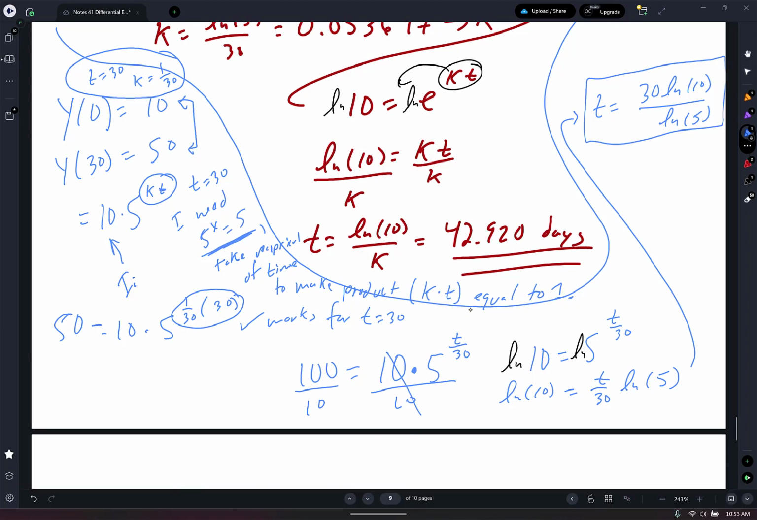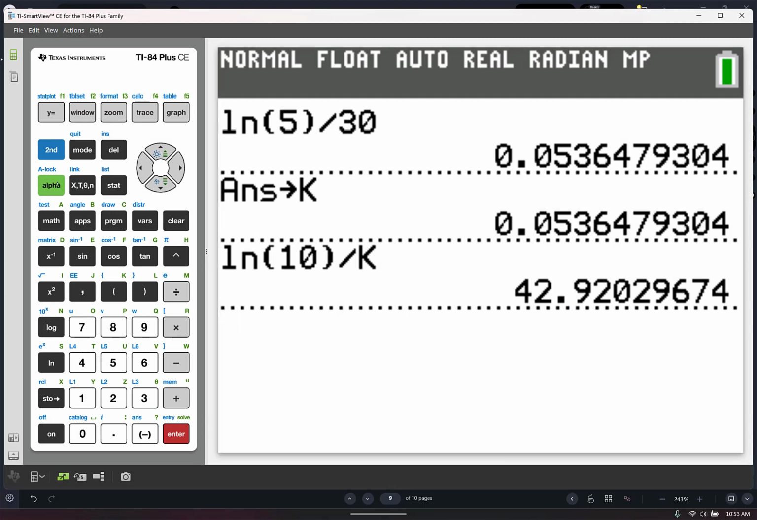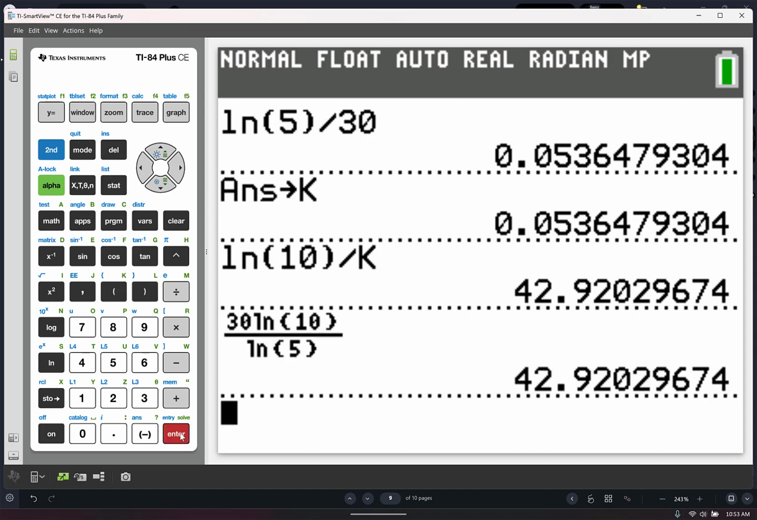If I type this into the calculator, look how amazing this is. I haven't done this yet. I've done it in years past. It should be digit per digit the same as the answer we got. Are you guys ready? I'm going to try it out right now. It should be the same as this one. 30 ln 10 divided by ln 5. Look at that. We got the exact same answer with a different base.